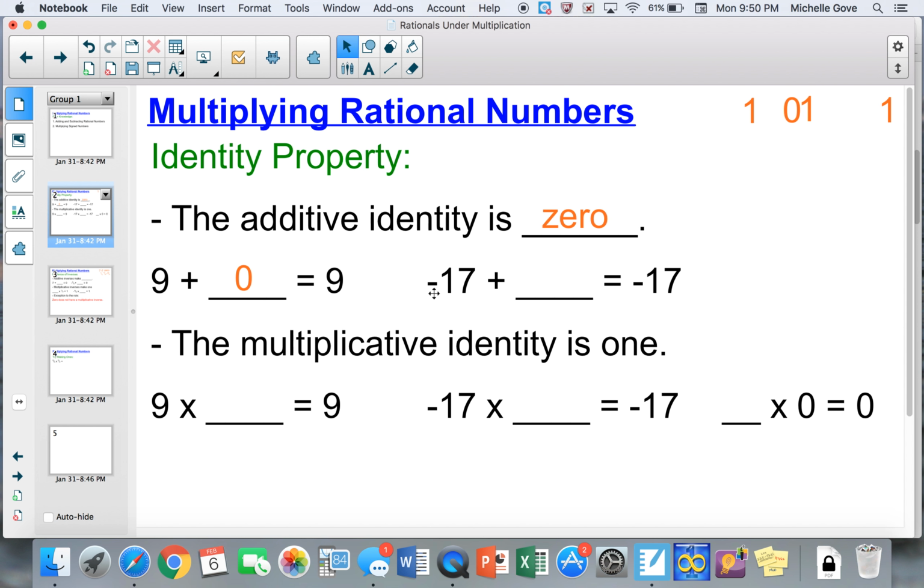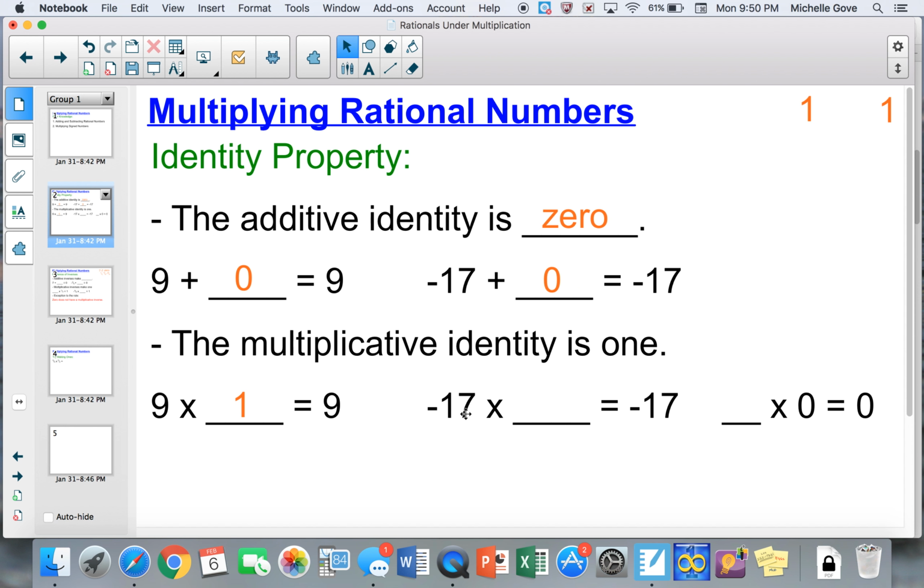And so that works the same with negative numbers. If we had negative 17, we could add 0, and because 0 is the identity, nothing changed for our answer. Now the multiplicative identity is 1. So anything times 1 will always remain itself. So I know if I multiply 9 by 1, I'll get 9.